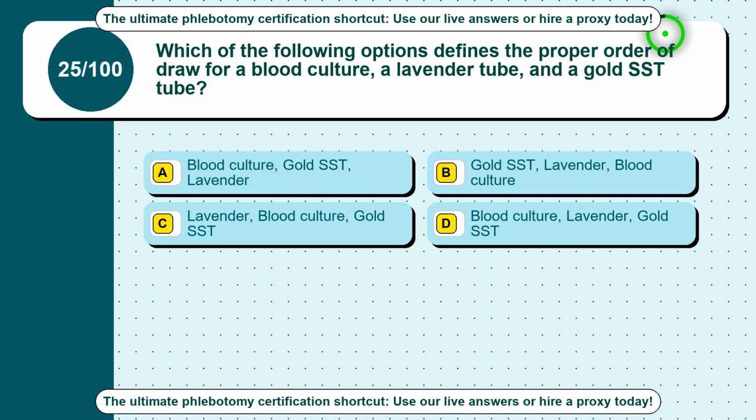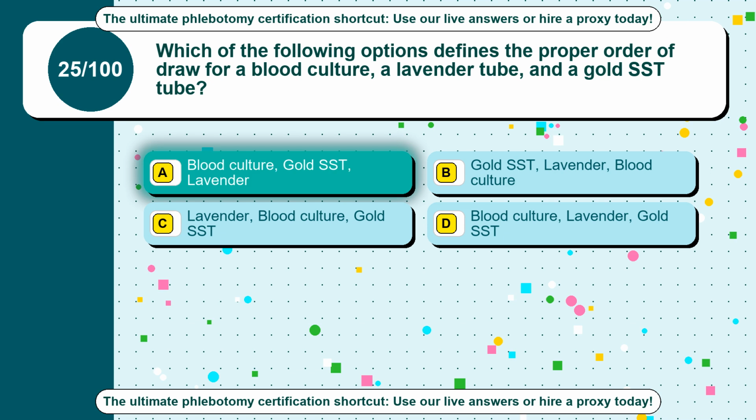Question 25. Which of the following options defines the proper order of draw for a blood culture, a lavender tube, and a gold SST tube? Option A, blood culture, gold SST, lavender. Option B, gold SST, lavender, blood culture. Option C, lavender, blood culture, gold SST. Option D, blood culture, lavender, gold SST.